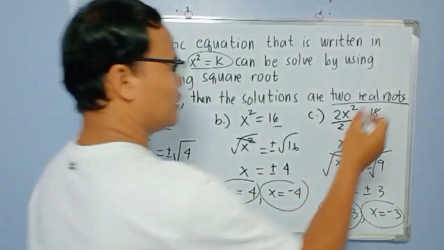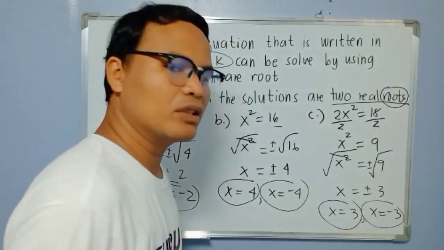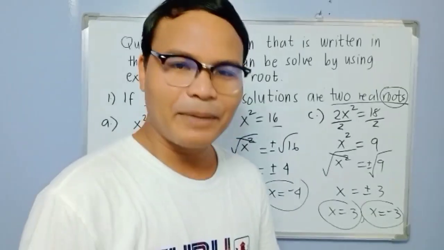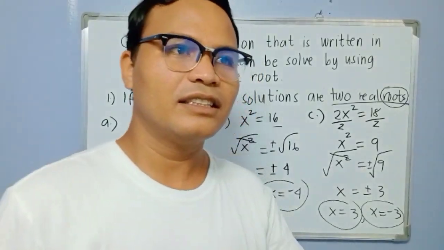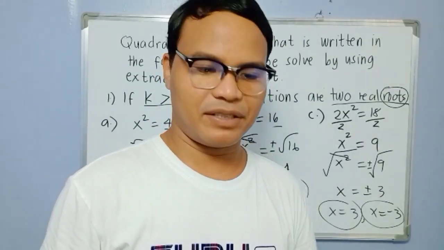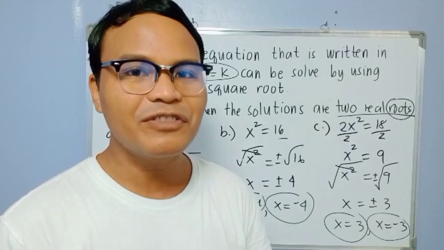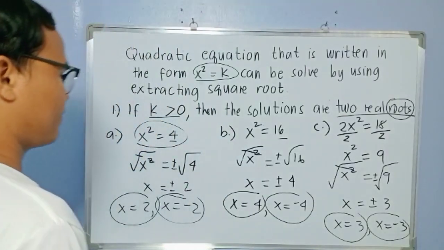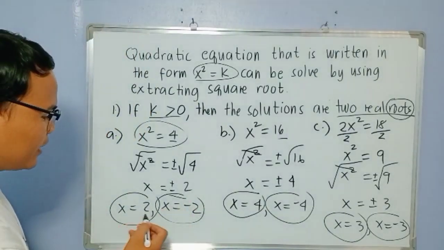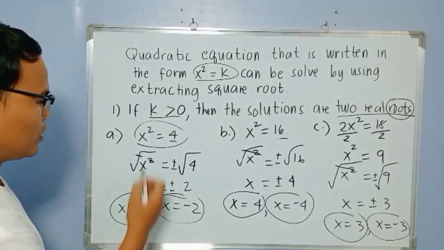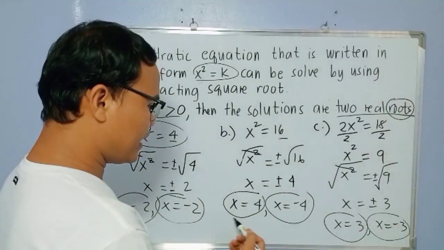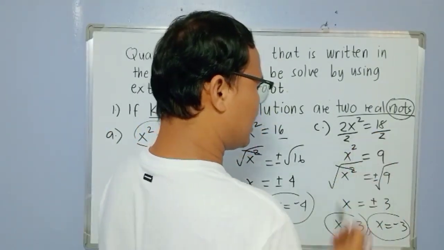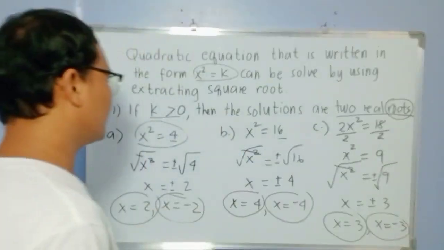Now, I'm going to clarify more. If you are confused with the word roots, sa ating pong lingwahe, ang roots ay ugat, no? Mga ugat. Pero in math, roots are numbers. Roots are real numbers. Roots are the values of the unknown variable that make the equation true. Okay? So, these are the roots of x squared equals 4. And here, these are the roots of x squared equals 16. Here, the roots of x squared equals 9 are 3 and negative 3.